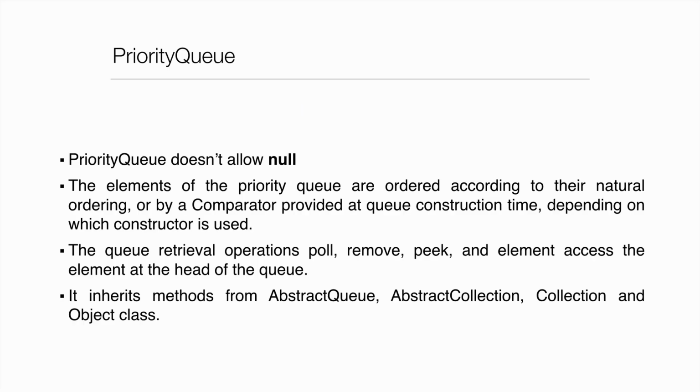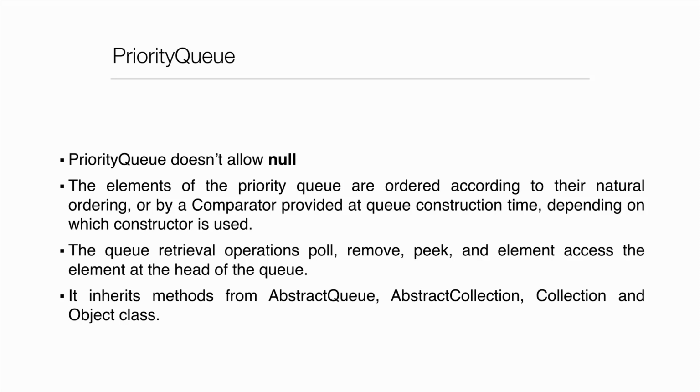All right, so a priority queue, first thing to note about it is that it doesn't allow null, so you can't insert null into a priority queue. The elements of the priority queue are ordered according to their natural ordering or by a comparator provided at queue construction time, depending on which constructor is used. So what this means is that priority queue doesn't actually keep its original order of insertion. So if we insert 2 and then 1 and then print the priority queue, we're going to get 1, 2 since it's actually going to sort the elements naturally.